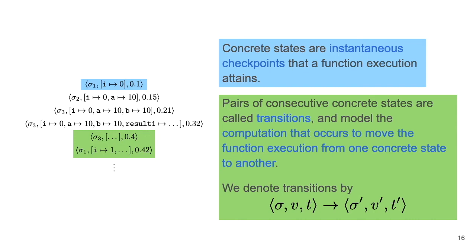Intuitively, concrete states are instantaneous checkpoints that a function execution must attain. We can then pair these concrete states to make transitions, and these transitions model the computation that occurs to move the function execution from one concrete state to another. We normally denote these transitions by using this arrow-like syntax. So on the left you see we have a normal concrete state, and on the right we have a separate concrete state. So normally the two concrete states in a transition will be consecutive.